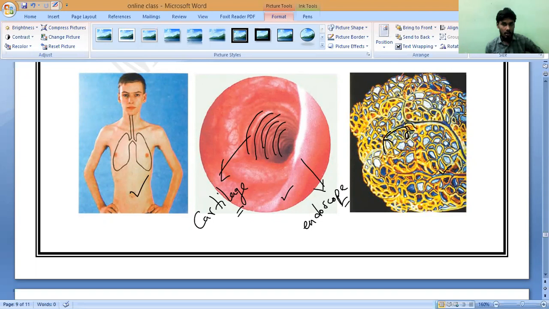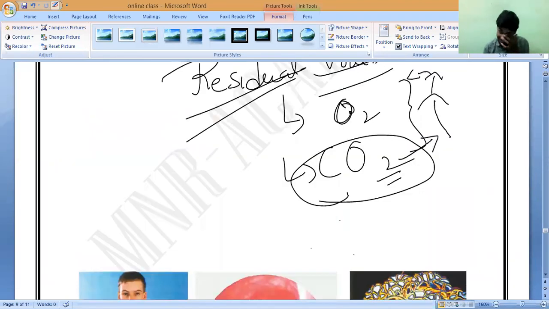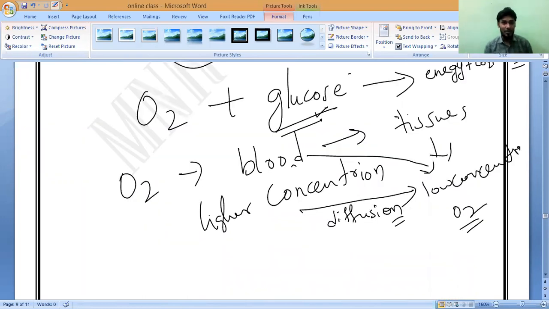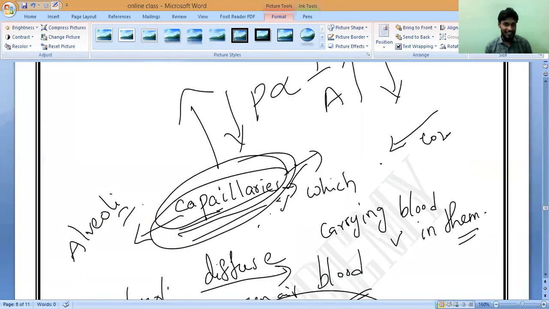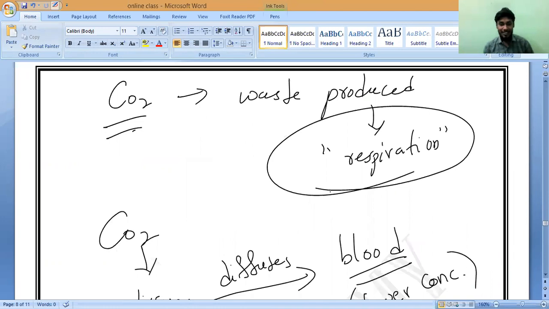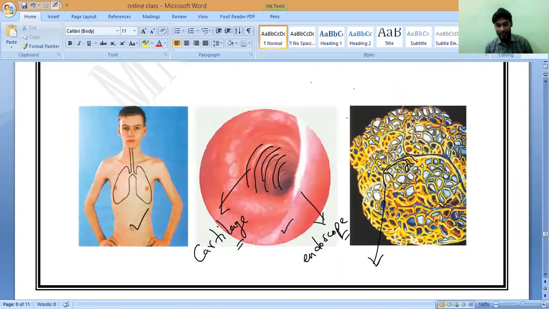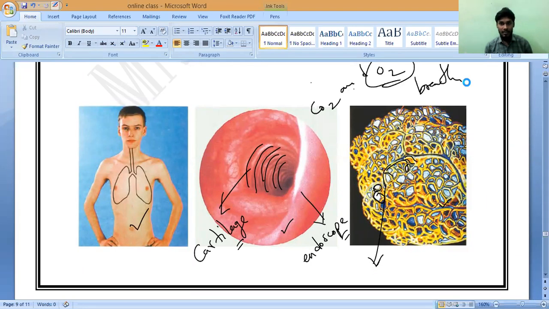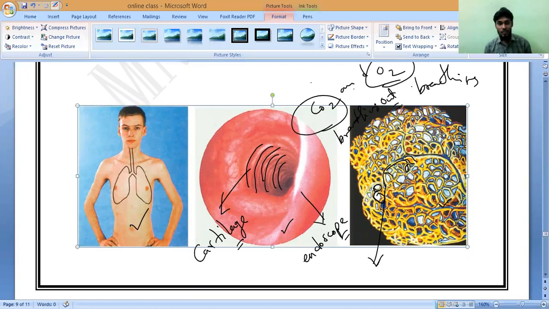What should we call them? Capillaries. Cartilage is present in the windpipe; here it is capillaries. Capillaries are very thin blood vessels which bring the blood to the alveoli. There the gaseous exchange takes place, that is the CO2 and O2 exchange. This is breathing in, and this is breathing out. So this is the mechanism.